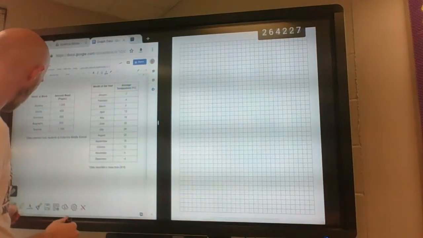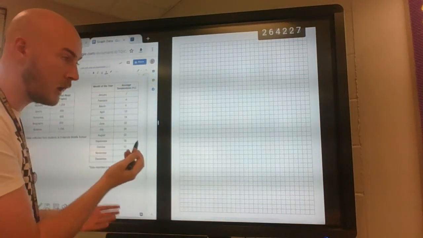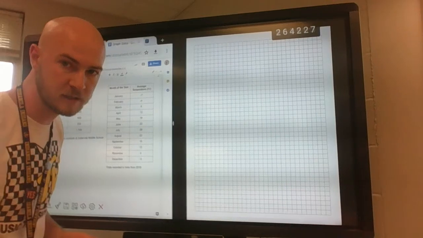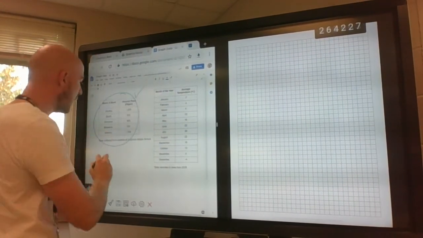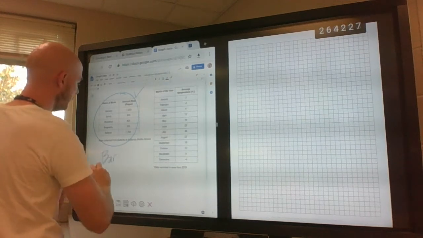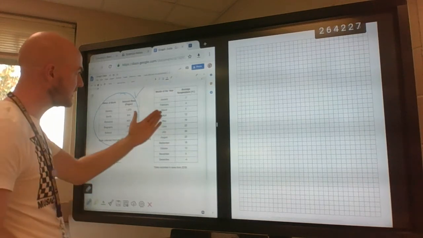Remember, previously we accomplished this side, and I'll move my computer so you guys can see a little bit better. Previously we accomplished this side here with this graph. So that graph is done. Remember we made a bar graph. Now we're going to go ahead and work with this data.